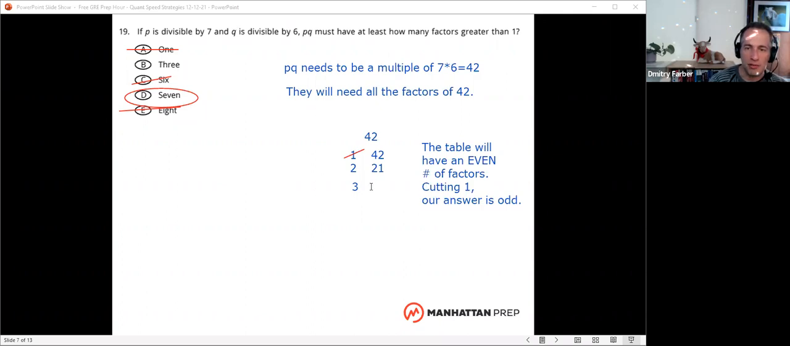Sure, we can do it all out. We can say, okay, 3 and 14, and okay, 4 doesn't go in, 5 doesn't go in, 6 of course goes in because we know 6, and there's my 7. Okay, there are my 7 factors, but I don't have to write all those out to get there. Okay, questions on that?